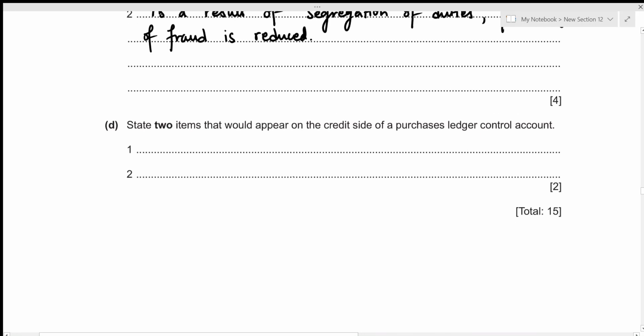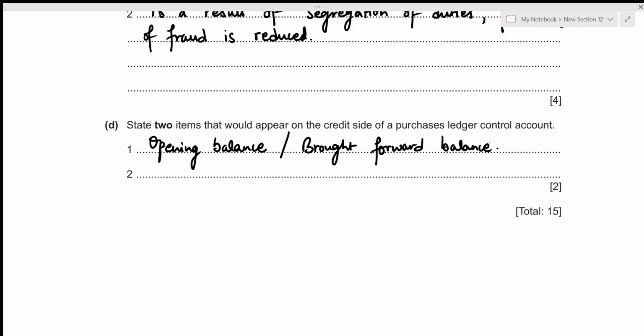We need to state two items that will appear on the credit side of a purchases ledger control account. So obviously the first item is the opening balance of the purchase ledger control account, because that will always appear on the credit side. So we can write it down as opening balance, or we can also term it as brought forward balance. Then secondly, we record the credit purchases on the credit side because it obviously increases the value of the total trade payables. Let's write it down as well. Credit purchases. Alright, this concludes the fourth part as well as this question.